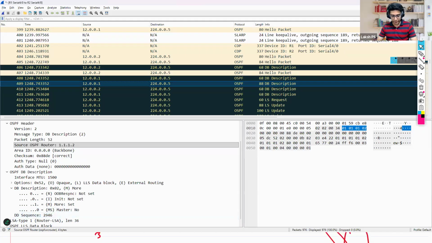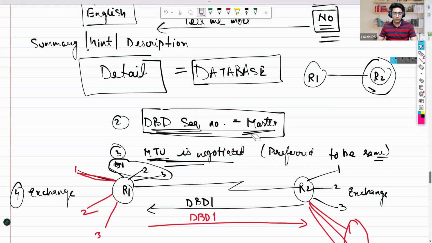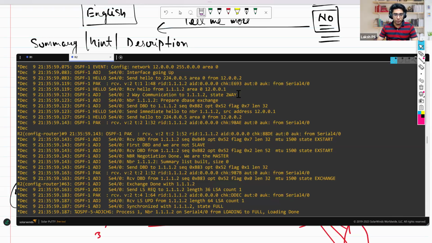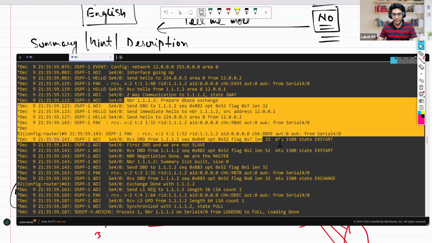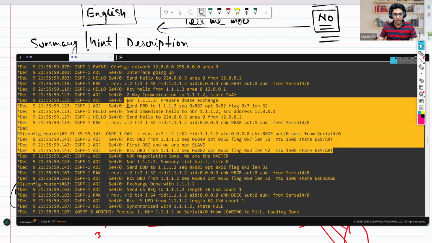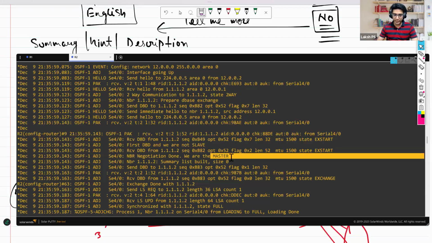Okay. So this is what we have discussed. Also, the DBD sequence number of the master is taken into consideration in the ExStart state. So you can see here, after the two-way state, the ExStart state is happening, where it is saying preparing of database has happened. Who is the master and who is the slave? That is also decided. We just saw how the DBD sequence number is chosen by the slave as well. Whatever DBD sequence number the master is saying, that same DBD sequence number is chosen by the slave as well.